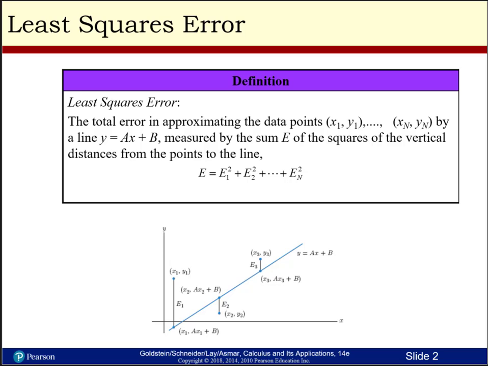The total error in approximating the data points x1, y1, all the way up to x sub n, y sub n, by a line y equals ax plus b, measured by the sum E of the squares of the vertical distances from the points to the line. So capital E, that error, equals e1 squared plus e2 squared plus all the way up to e sub n squared. And then we have that line, just a regular y equals ax plus b line.